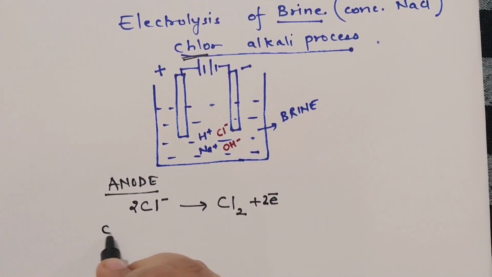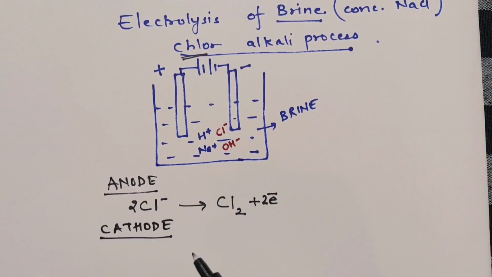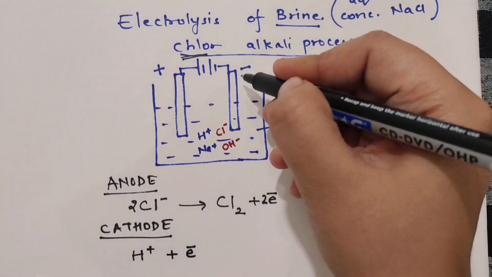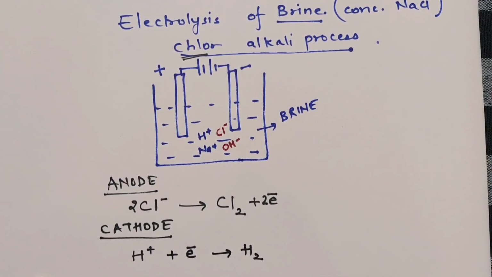At cathode, you have again H plus and Na plus, and here also the competition is there and H plus would win. H plus is going to the cathode and H plus would grab the electron from the negative electrode, the cathode, and will form hydrogen gas. Since it's H2 in hydrogen gas, it would be 2H plus, and obviously they would gain 1 electron for each H plus. So this is your reaction at cathode.